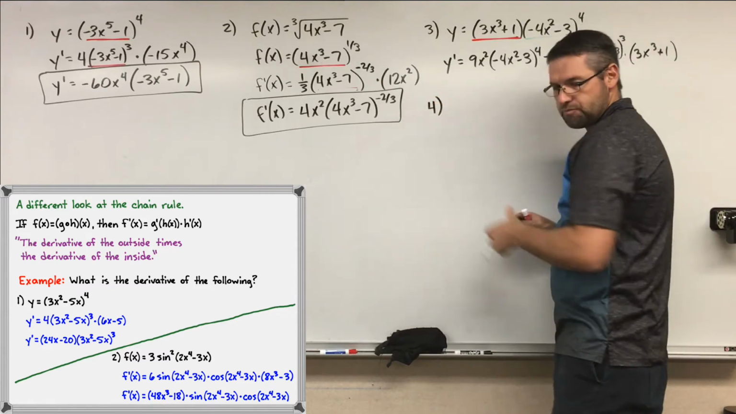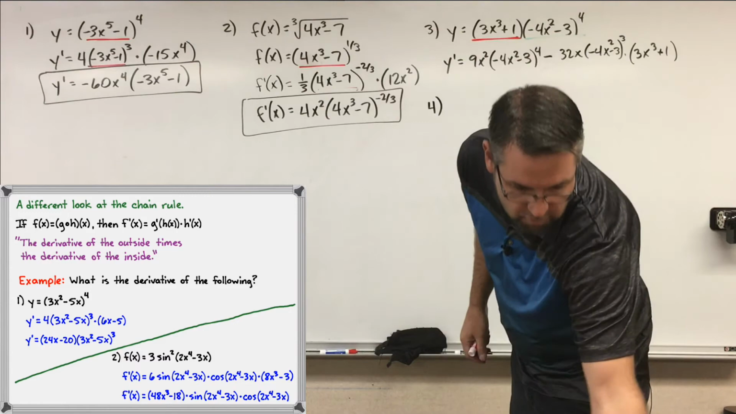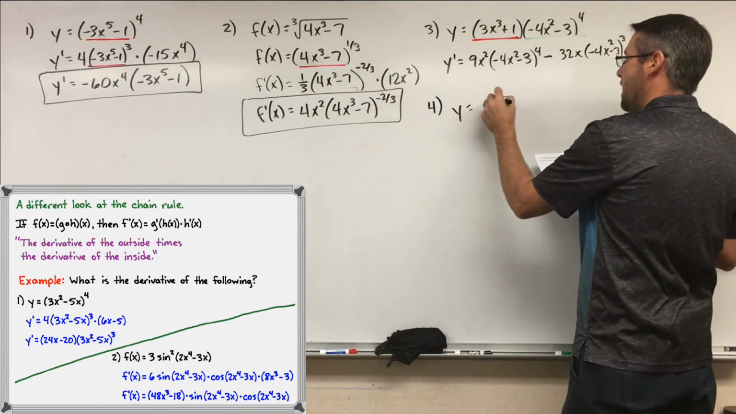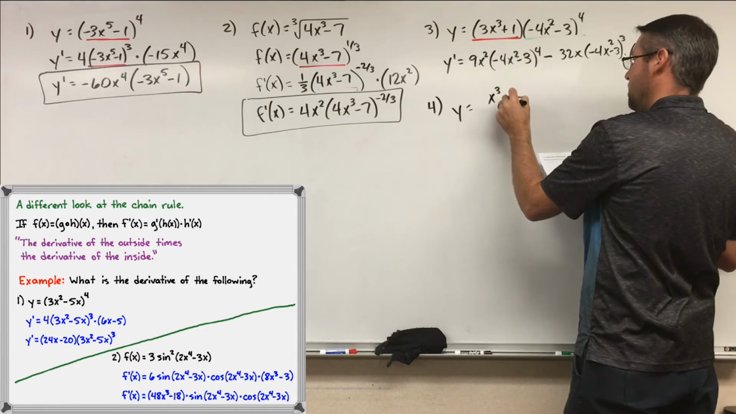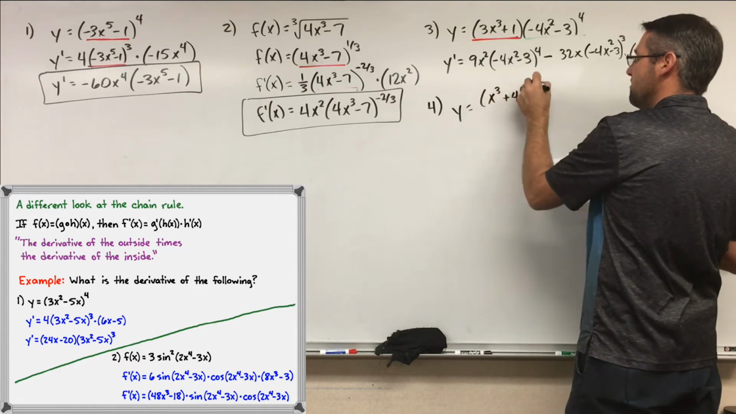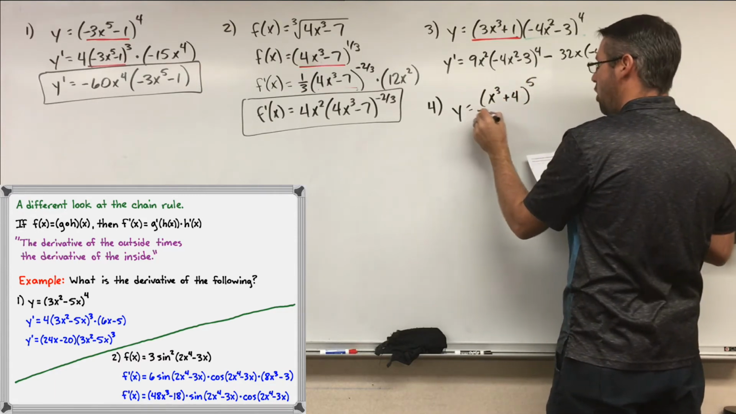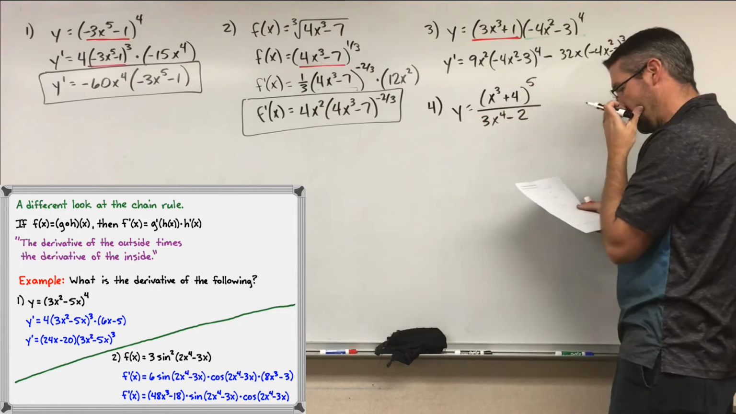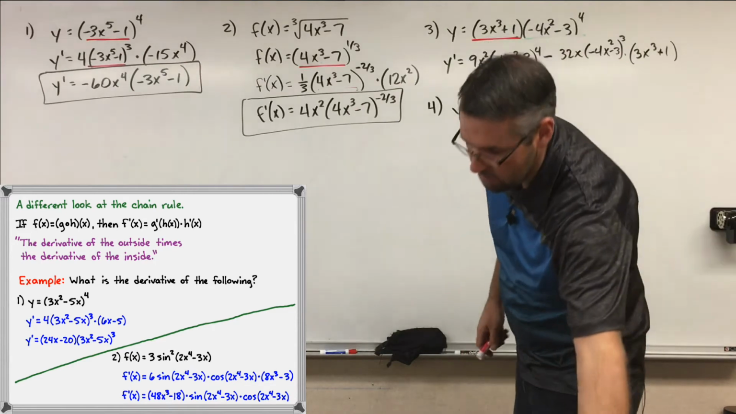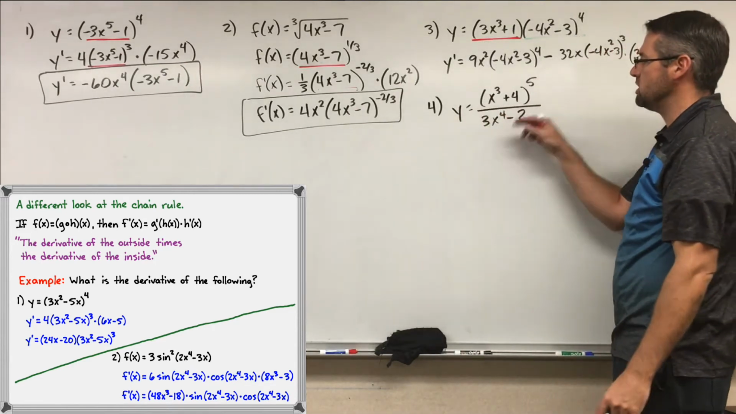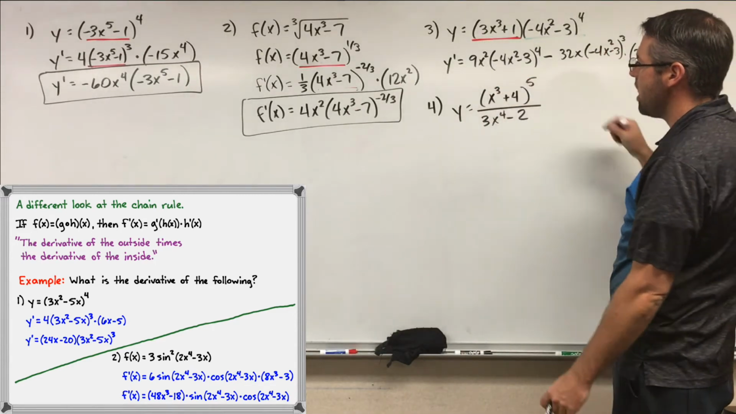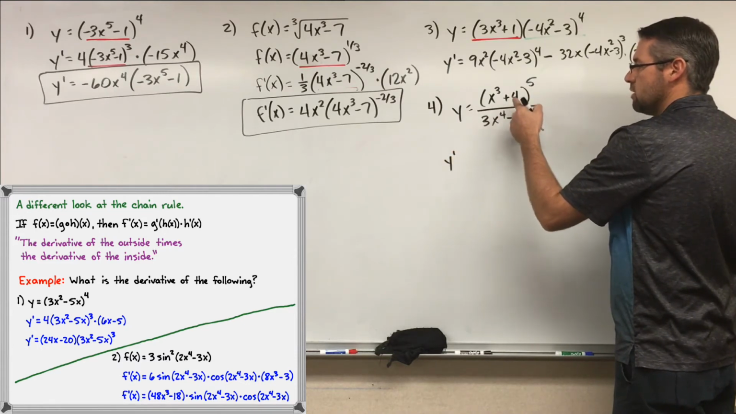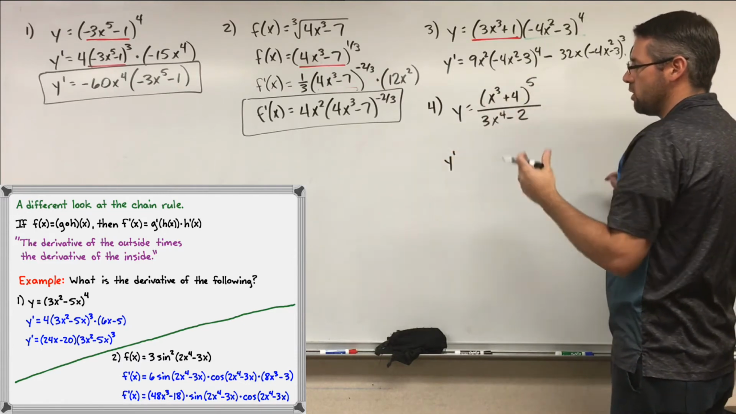Number 4, we have y equals, x cubed plus 4 to the fifth power all over 3x to the fourth minus 2. So we're looking for the derivative of that guy. Notice we have a quotient and then we have a composition on top. So we've got to figure out the derivative of the top thing. So I'm going to kind of go a little bit quicker here.